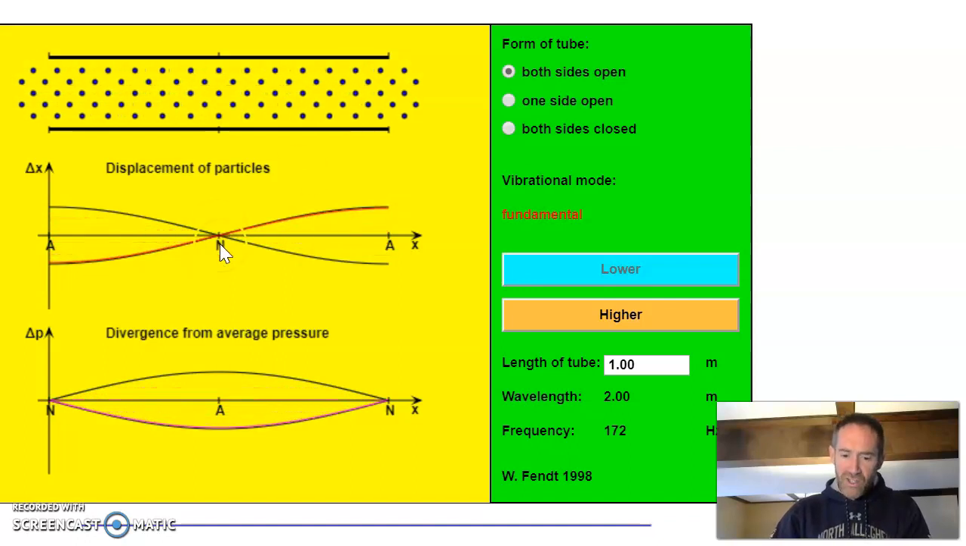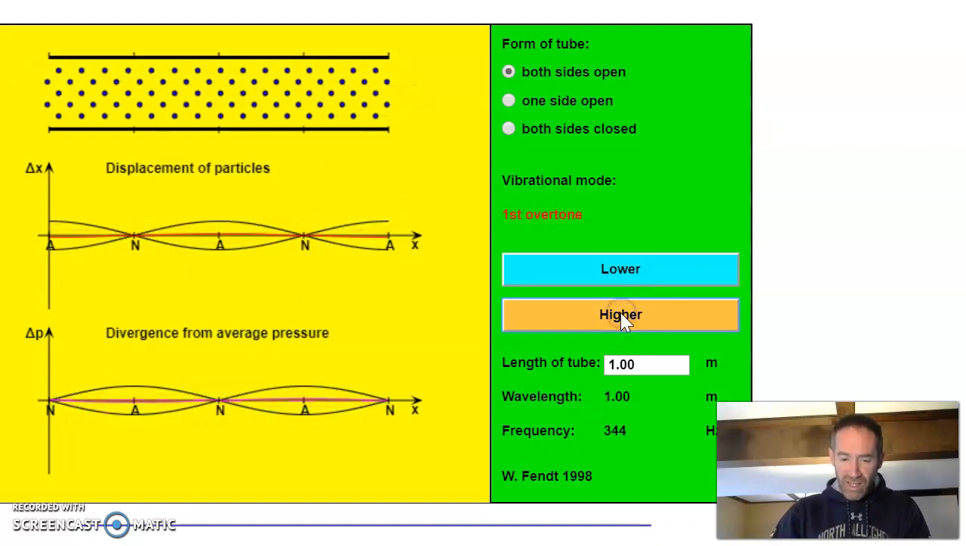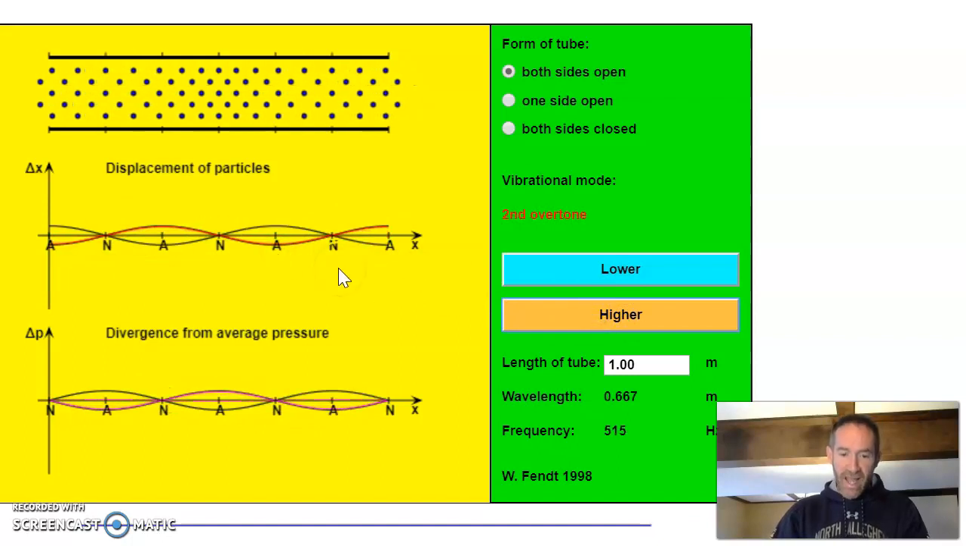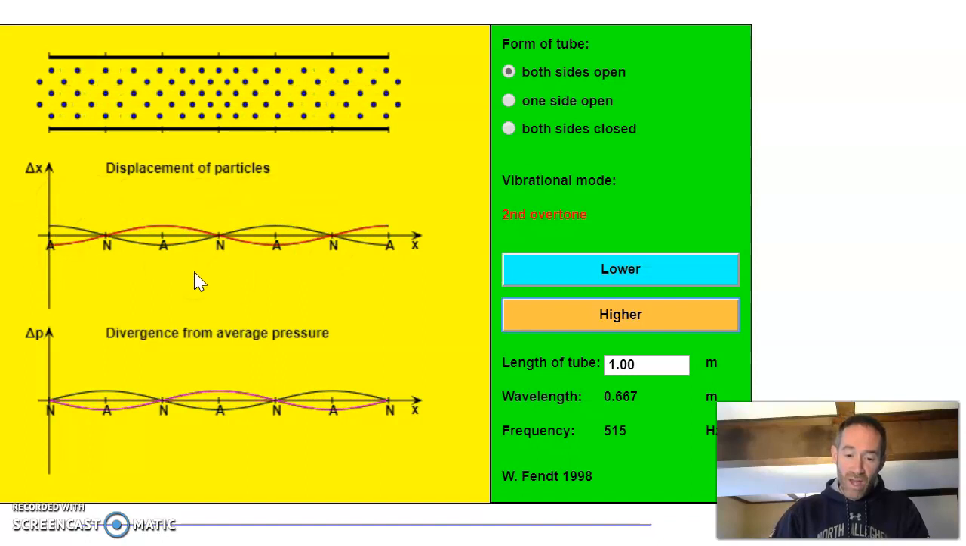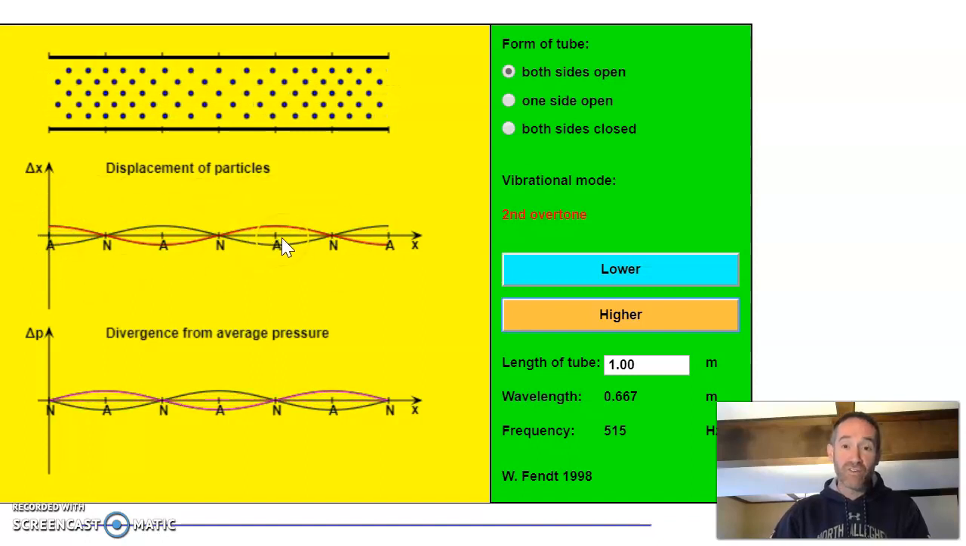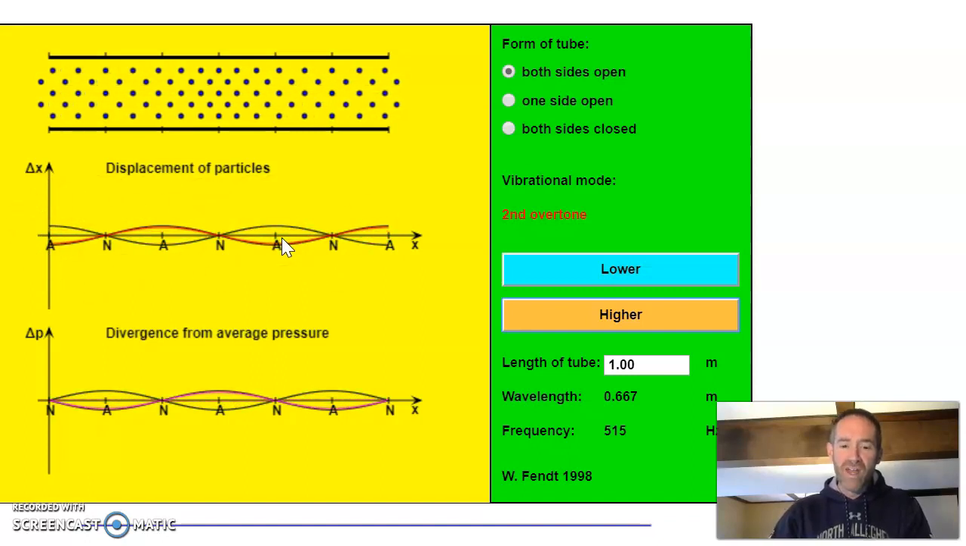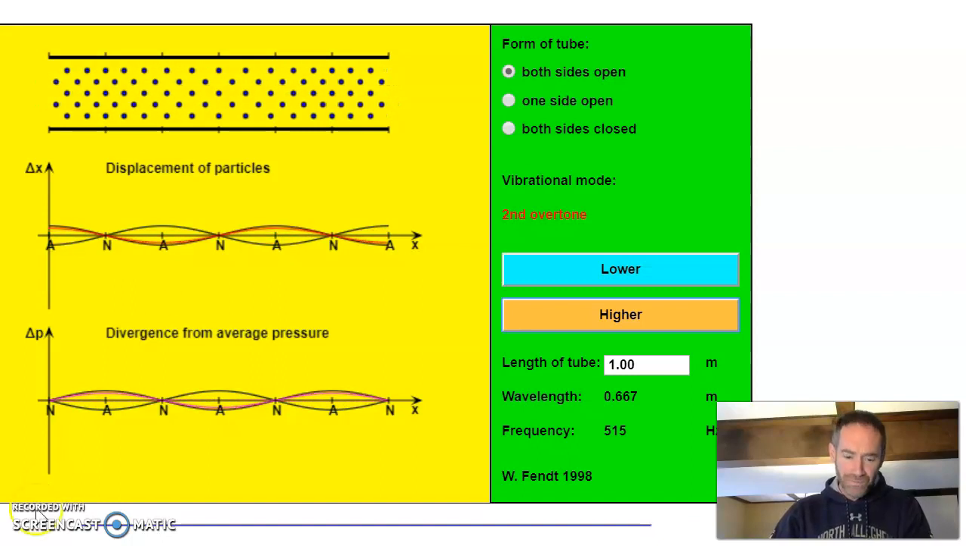So I'm going to continue to draw them like this or like that, but I don't want anybody to think that this is what is actually happening, that we have a transverse wave here. Nothing can be farther from the truth. This is a longitudinal wave.